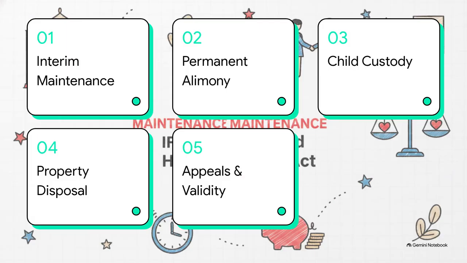Okay, let's dive into this. Here is the mental scaffolding we're building today. 1. Interim maintenance. 2. Permanent alimony. 3. Child custody. 4. Property disposal. And 5. Appeals and validity. Having this exact structure in your head is absolutely crucial for navigating those tricky exam questions.